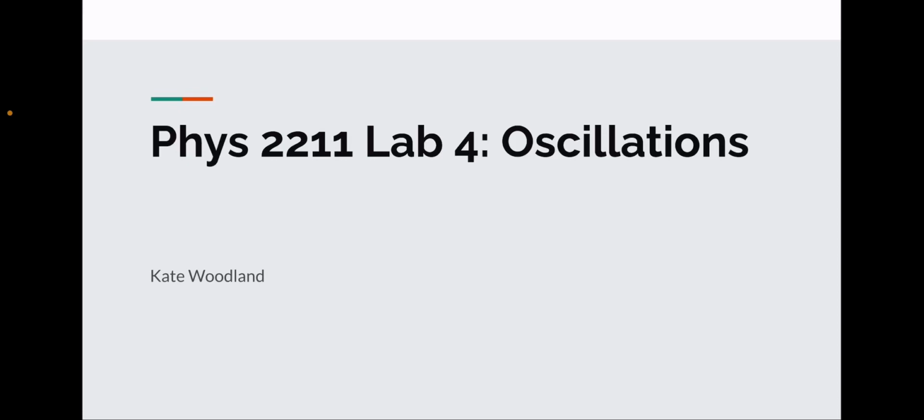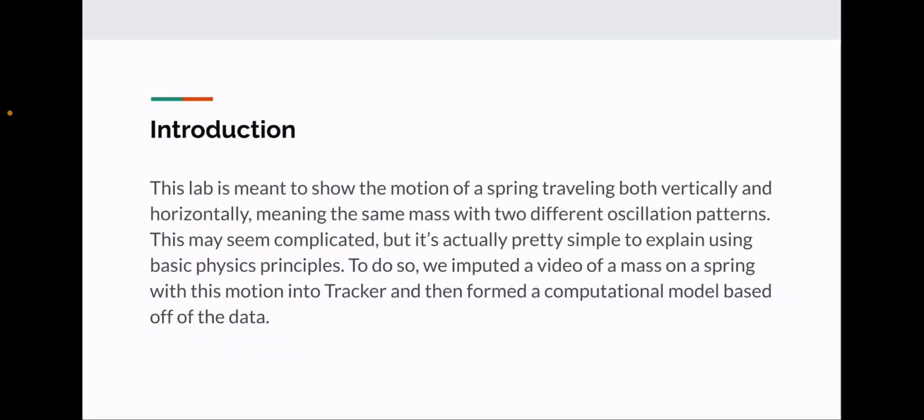Hi, my name is Kate, and this is Lab 4 for Physics 2211 called Oscillations. This lab is meant to show the motion of a spring traveling both vertically and horizontally, meaning the same mass with two different oscillation patterns. This may seem complicated, but it's actually pretty simple to explain using basic physics principles.